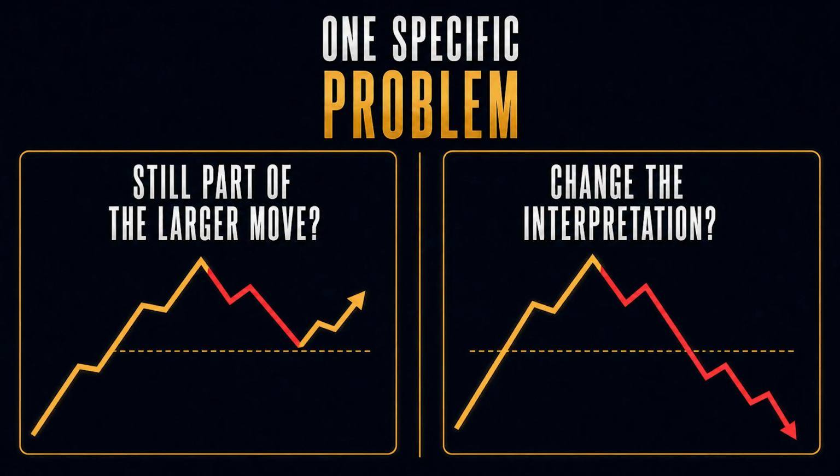A daily decline can look like a new downtrend, while still remaining only one correction inside a larger weekly move. So we are not trying to explain every possible type of market structure. We are focusing on one specific problem. When a decline is still part of the larger movement, and when it forces us to change the interpretation.